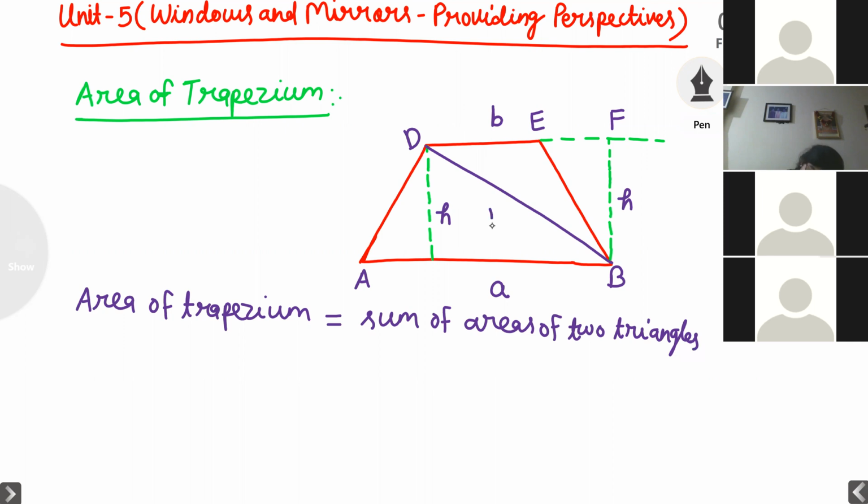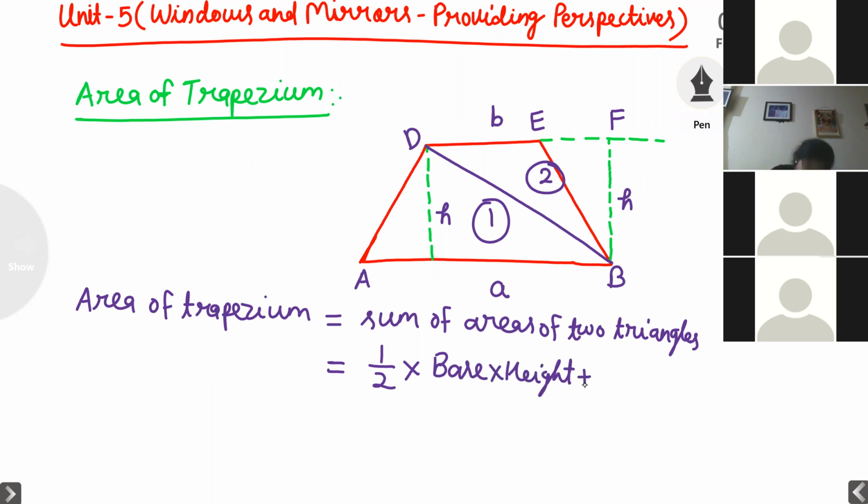This is one triangle, this is the second triangle. If I want to find the area of one triangle, we know the formula: area of triangle is equal to 1 by 2 into base into height. But the first base is given as A. Plus the area of the second triangle, we can write 1 by 2 into base into height.